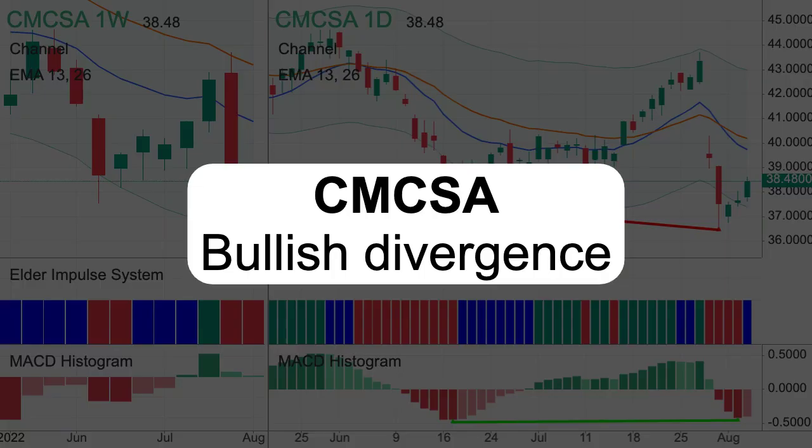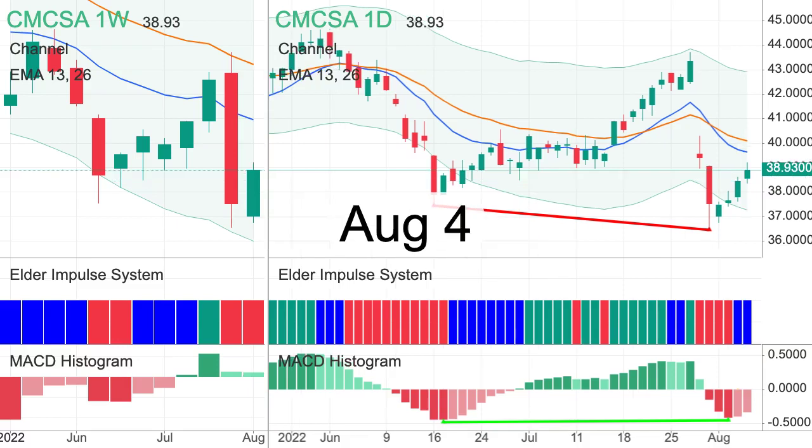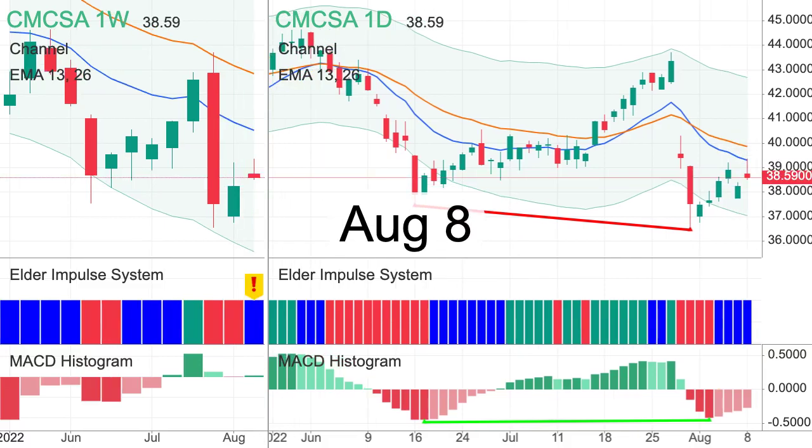Let's consider the stock of Comcast Corporation. On August 3, 2022, a bull divergence formed in a downtrend. This is a strong buy signal. There is a first light bar on the histogram. Are you ready to submit a buy order? There is a blue bar on an Elder impulse system on the weekly chart.